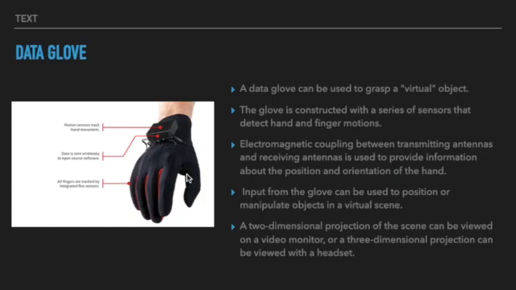A two-dimensional projection of the scene can be viewed on a video monitor, in which you can use the data glove to move the positions or manipulate objects, like adding objects or removing objects from the view, or three-dimensional projections can be viewed with some VR. So that is the data glove. I think you got the idea.